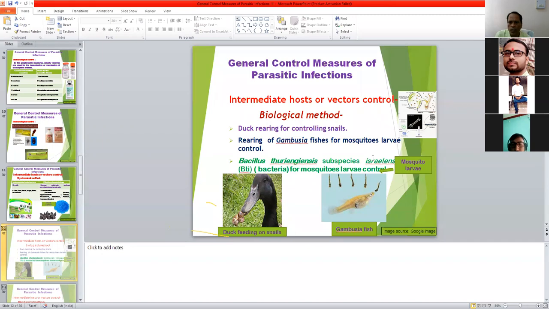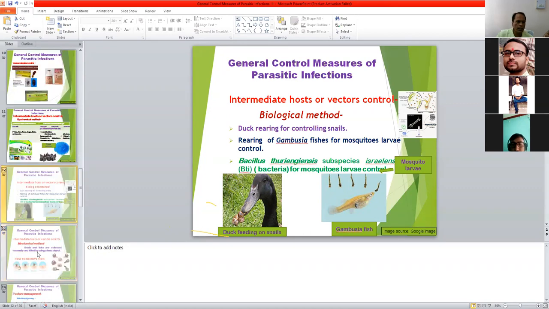Rearing of Gambusia fishes to control the mosquito larva, to control the mosquito population, and ultimately control mosquito-borne parasitic diseases. There are some bacteria like Bacillus thuringiensis israeliensis, found in the soil, which the mosquito larva ingest, to control the mosquito population. So ultimately we control the mosquito-borne diseases. So this is all our biological method to control the parasite.